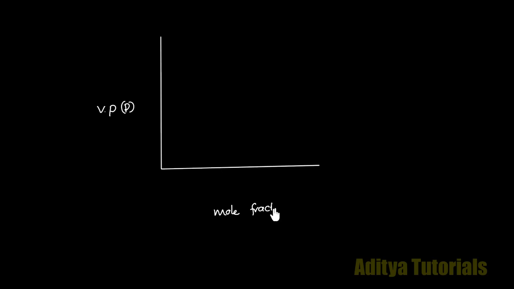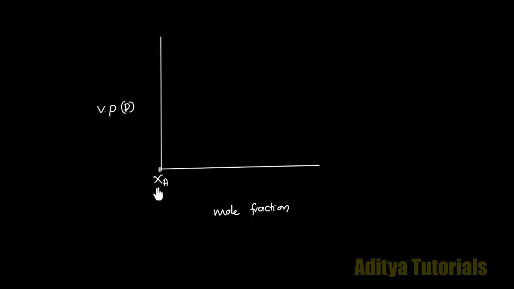Now we have to represent the total vapor pressure of the solution in a graphical mode, and for that I will take graph lines. Here I am going to take vapor pressure, indicated by P. On the other axis, I will take the mole fraction. Now I will take the mole fraction of A here. The initial point is 0, and along the line it goes on increasing.